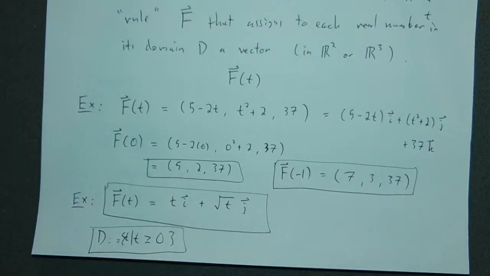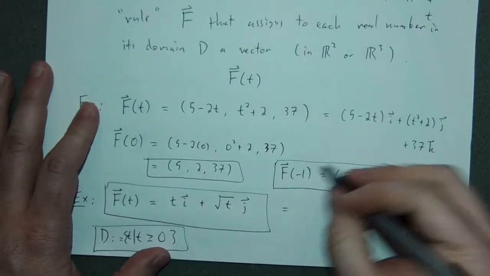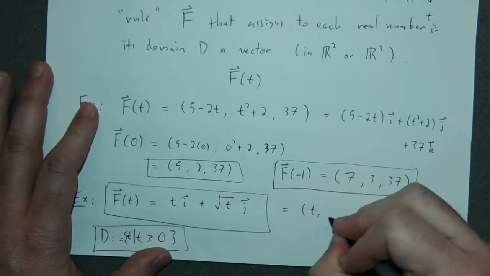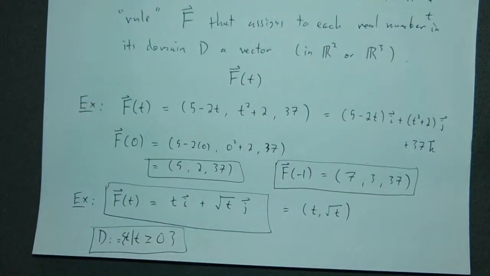All right. Now, some of you might have actually noticed that this vector valued function, if I write it not using ij notation, if I write it in coordinate notation, it looks like this. Okay. What is that?